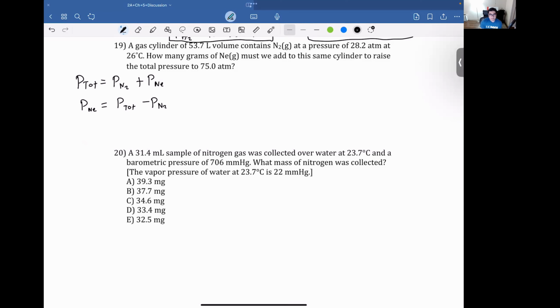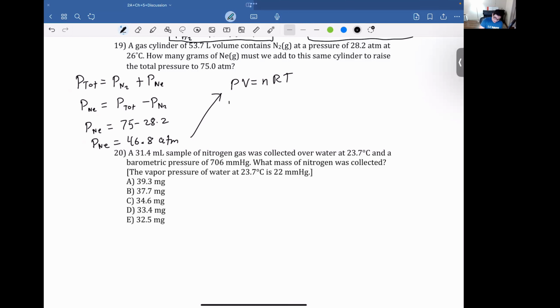I'm still just going to leave it like this for now because I want to plug in everything at the end. You know what? Fine. To make it more clear, I won't do that. I like to usually solve in terms of variables, but I'll just plug this in now for all of you watching, in case you don't like that. So we plug this in, 28.2. We have 46.8 atm. So that is the pressure of neon we want. Then we can go to PV equals nRT to find the moles of neon that we want, right?